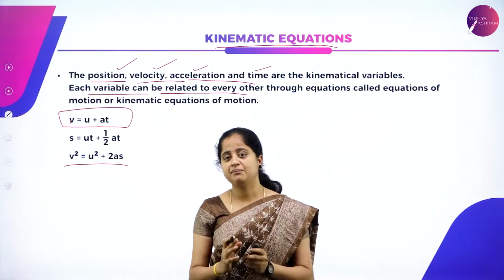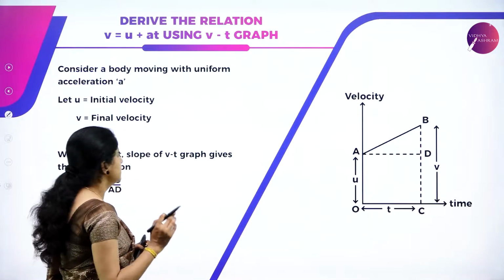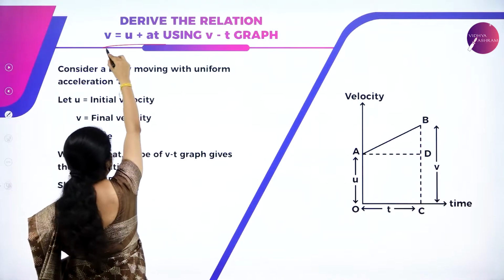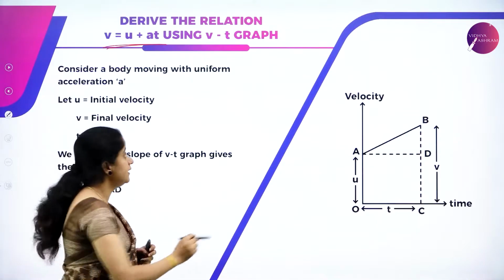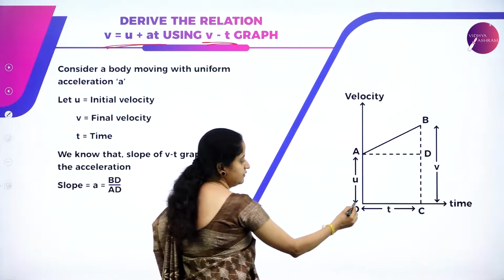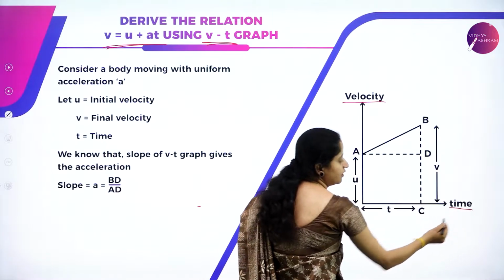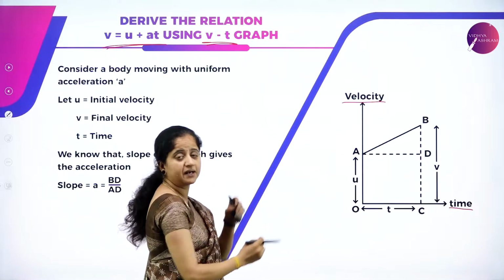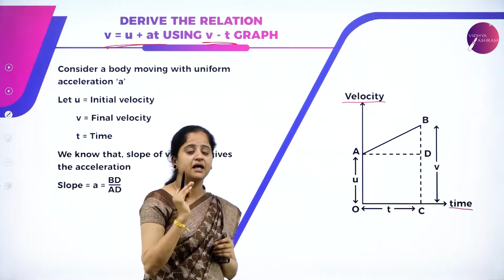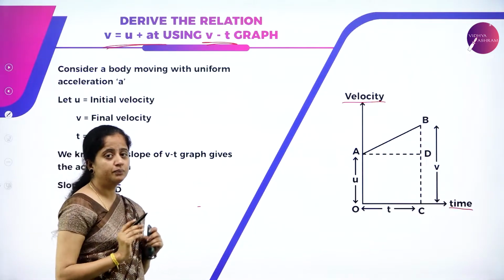So now with the help of the VT graph, let us derive these kinematic equations. So now we will come to know what is the significance of this graph. That is, derive the relation V is equal to U plus AT using the VT graph, that is velocity time graph. So here you can observe in the graph, velocity is varying along the y-axis, time is varying along the x-axis. Considering these two parameters is a very basic and important thing. So here with the help of the VT graph, we are going to derive the relation V is equal to U plus AT.